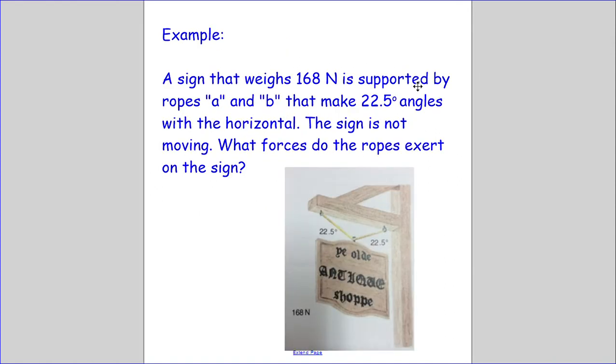So, we have an example. A sign that weighs 168 newtons is supported by ropes A and B that make 22.5 degree angles with the horizontal. The sign isn't moving, so what forces do the ropes exert on the sign?